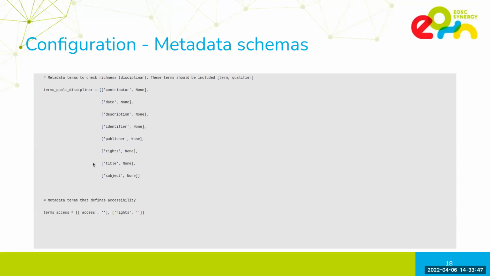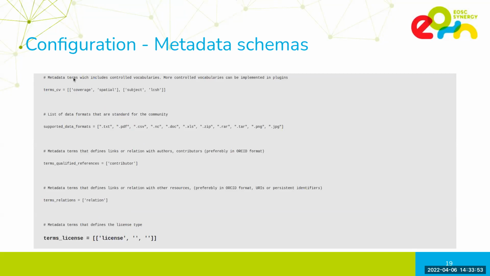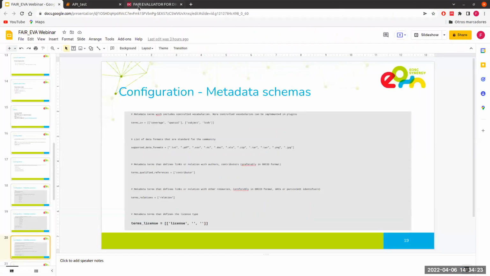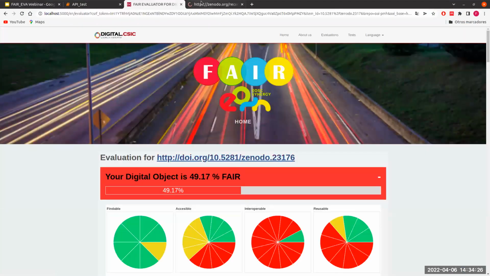Different things need to be checked within the metadata, like where to check the accessibility of the data, metadata, and whether they include controlled vocabularies. We can also include the list of data formats that are supported by the community, etc. And here, we are checking the metadata terms where the license type is defined. In this case, it's license. But if we check on Zenodo, we will see that it's not the right place to check, okay?